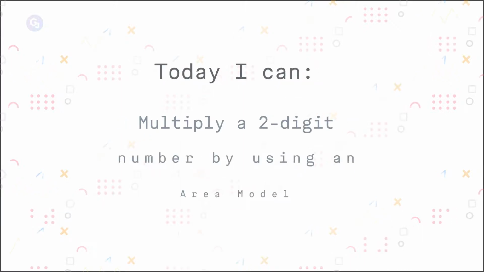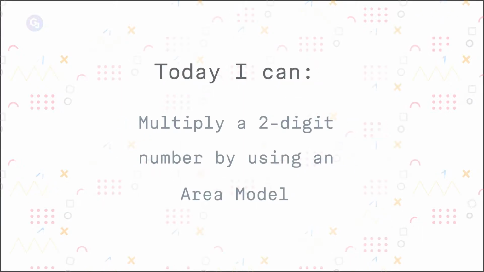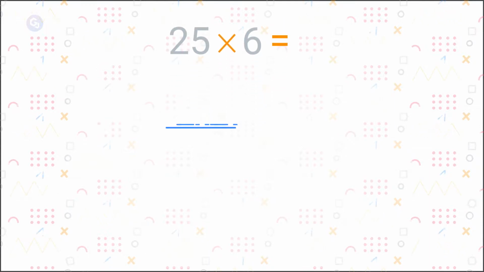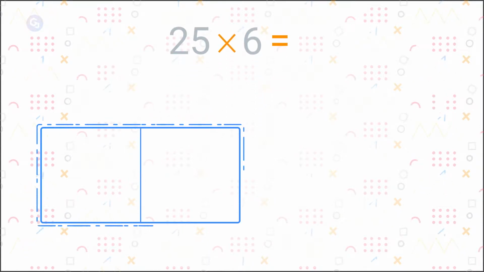Today we are going to be learning how to multiply a two-digit number by using an area model. Let's start by learning how to use an area model to solve the problem 25 times 6. Well, to use an area model, we start by drawing a box. And because we have a two-digit number, 25, we will have two parts to our box.